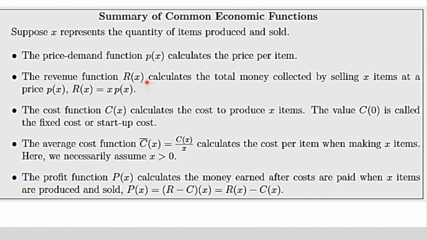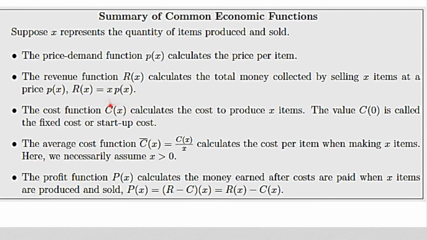Generally speaking, as price goes up, the number of items you sell goes down. The revenue function, big R of x, calculates the total money collected. So that means how much money do you earn by selling x items at a given price. Okay, so the revenue function is the number of items times the price.